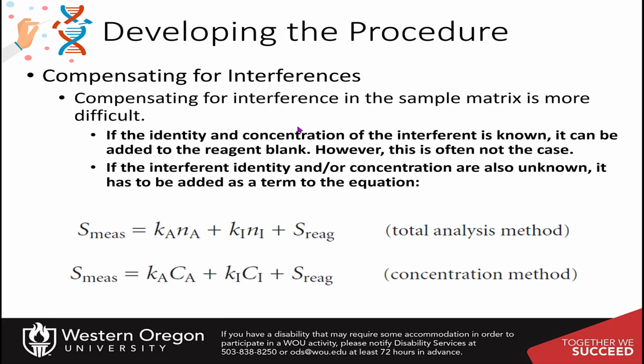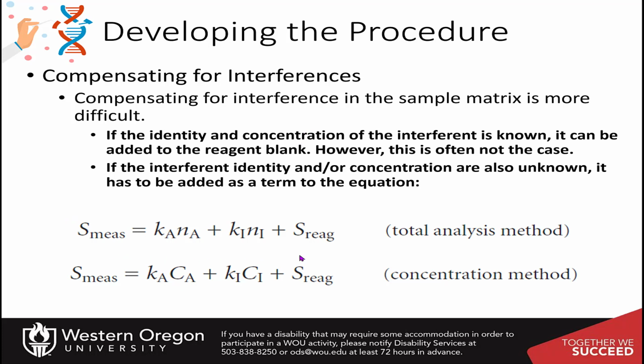If we have interference in the sample matrix rather than in the reagents, this is more difficult to get around because we can't just do a method blank, right? And we can't just take the analyte out of the sample itself and then see what that background measurement is going to be. Plus, if it's interacting directly with our analyte, it could be interfering in a negative way and reducing that signal as well. So this gets a little bit more complicated when you have an interferent that's also in the sample matrix.